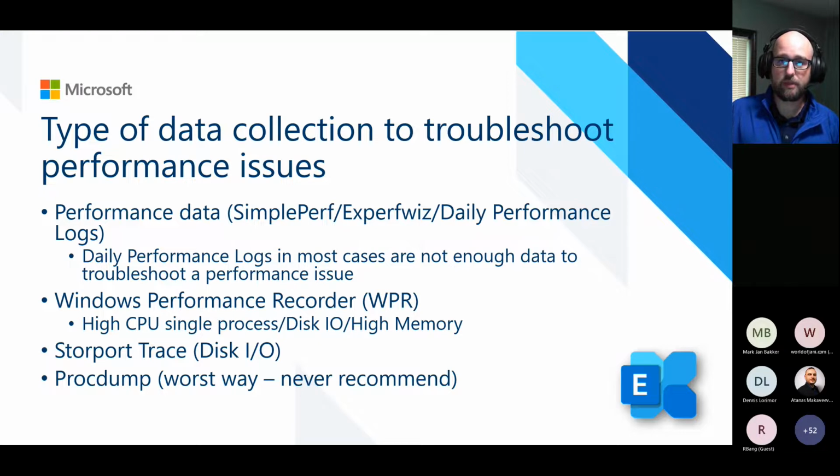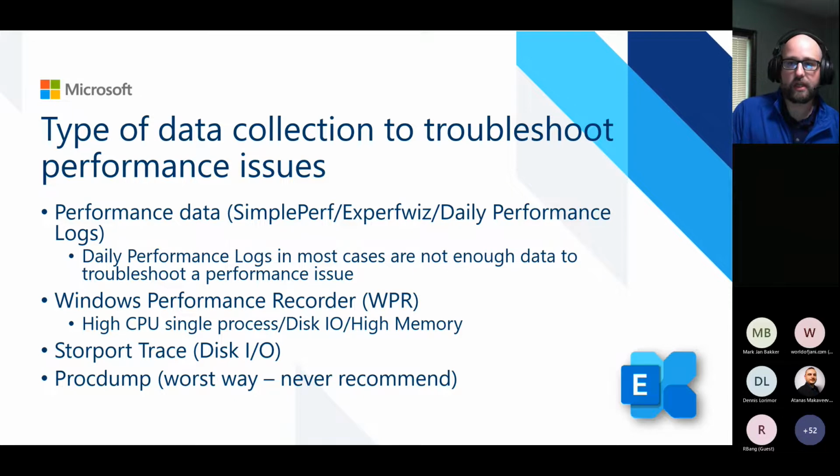Realistically, proc dumps should only be collected when an escalation engineer like myself, who is able to review the dumps, is requesting them. There are some scenarios where proc dump is beneficial to collect, but it's not the first step that we should be taking. The first step is always going to be regular performance data. The next step is typically going to be WPR data before we ever jump into collecting a proc dump.